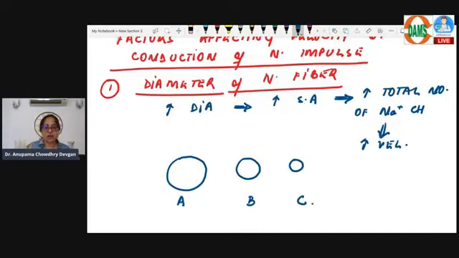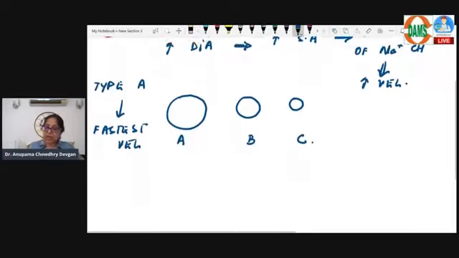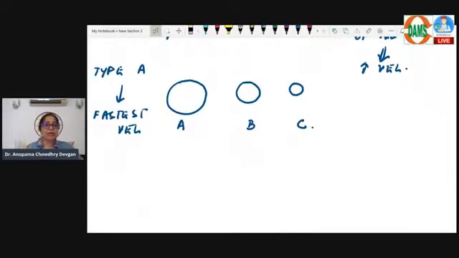So the fastest velocity will be in the type A nerve fiber. Type A nerve fiber will have the maximum velocity. This will have the fastest velocity simply because, like I said, the larger the diameter, more the surface area, more will be the total number of sodium channels, and faster the velocity. Now, there is another way to understand. This was a simple way to understand the effect of diameter on velocity.